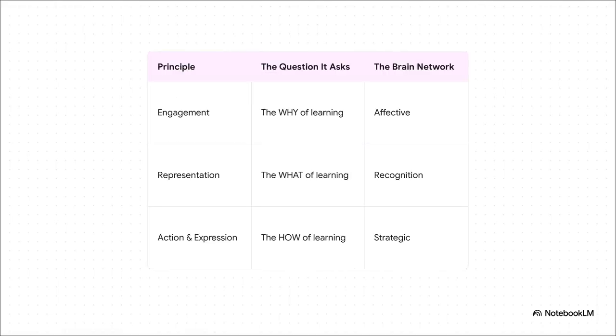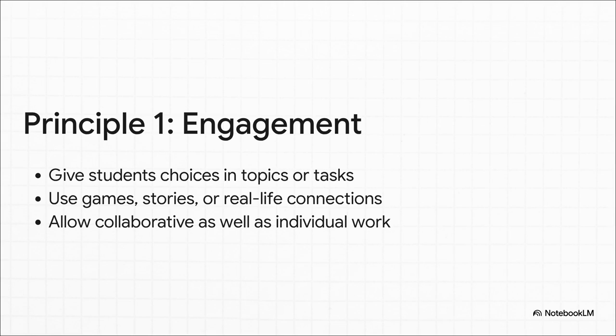And here it is, the whole mental model in a nutshell. UDL breaks learning down into three big questions. The why of learning, that's handled by engagement. The what of learning is all about representation. And the how, that's action and expression. What's so cool about this is that it's not just abstract theory. Each principle maps directly to a specific network in our brains, the affective, recognition, and strategic networks. It's grounded in neuroscience.